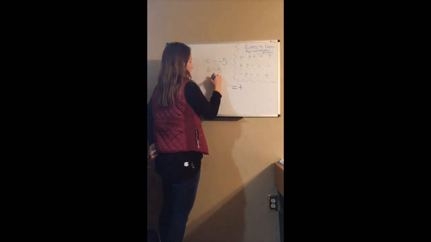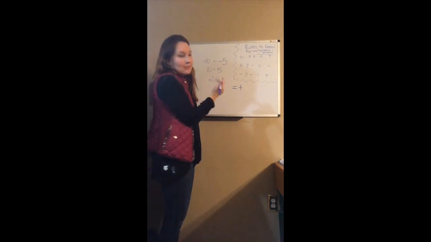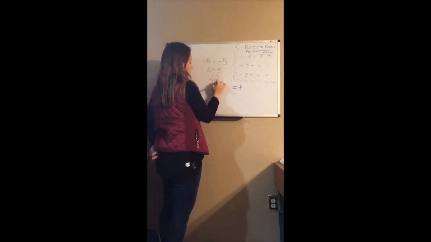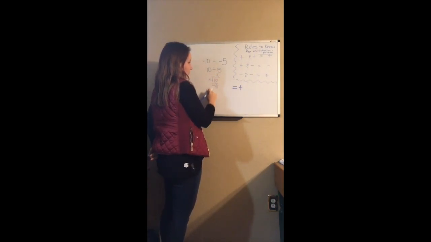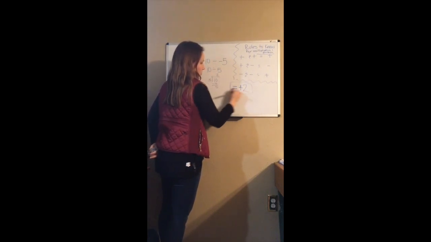So 10 goes in the house, 5 comes outside. I know that 5 times 2 is 10. So 5 times 2 is 10. That'll give me nothing left over. I have 2. Well, I know it's going to be a positive 2.